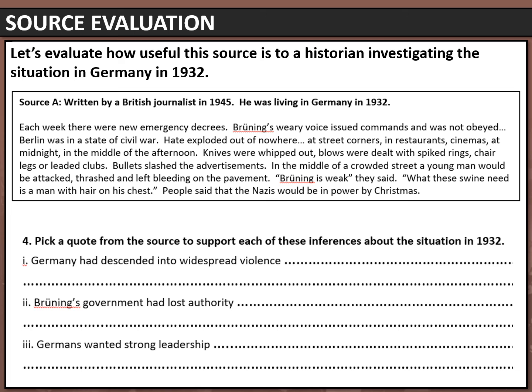When we're evaluating a source, the first thing we need to look at is the content. What useful content does this source have for us on the situation in Germany in 1932? Here are 3 really useful inferences from the source. I want you to pick a quote from the source to support each one. Pause the video, have a go at that, and then hit play.